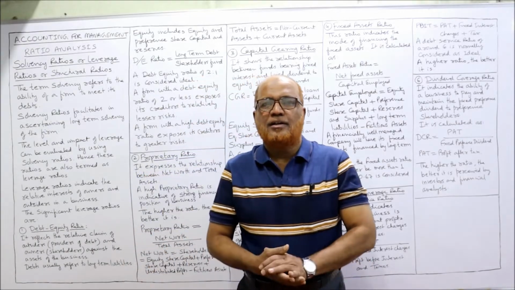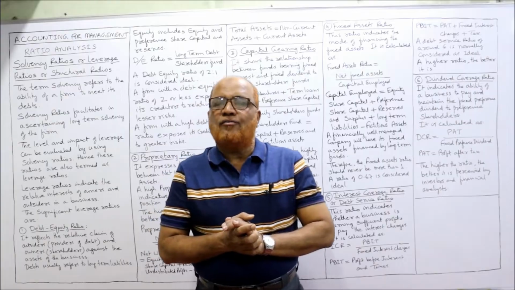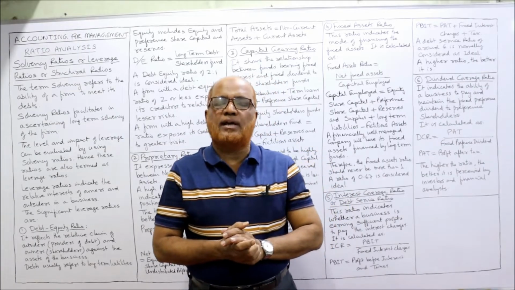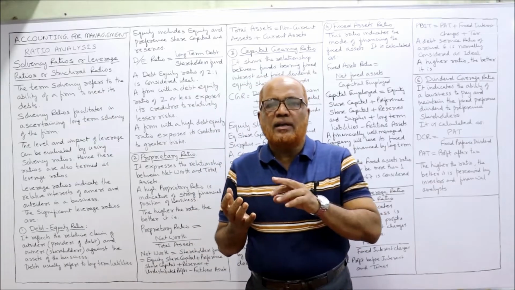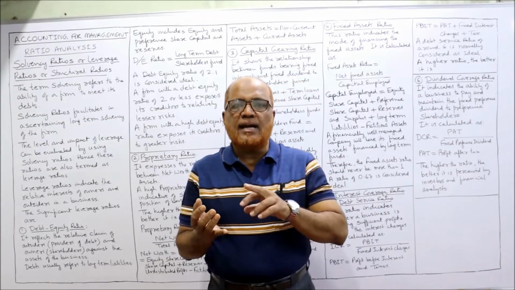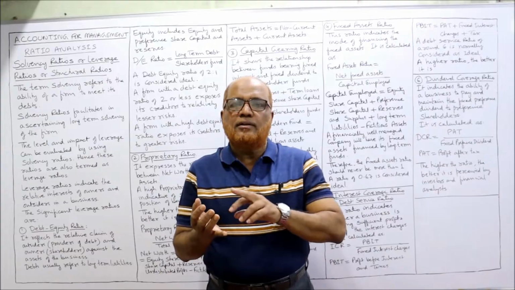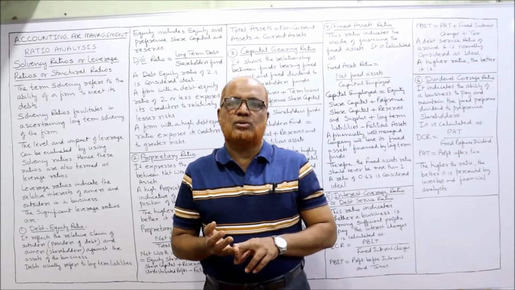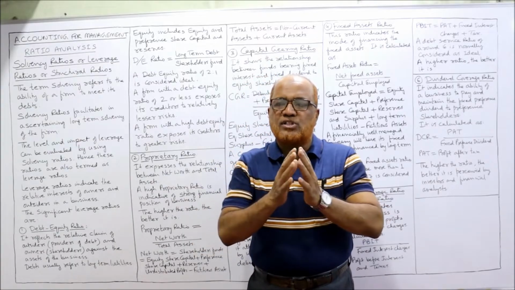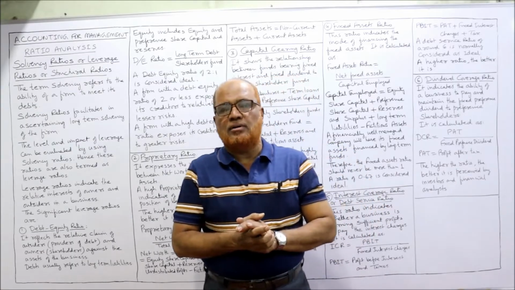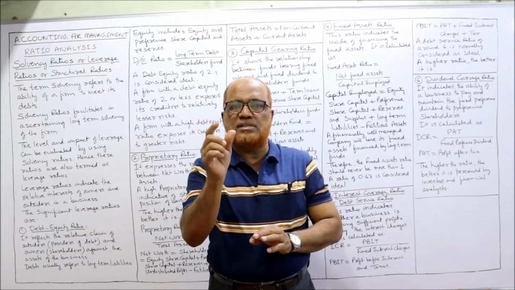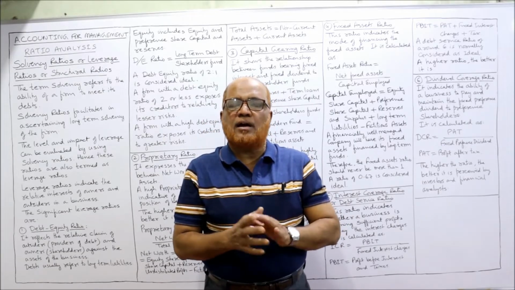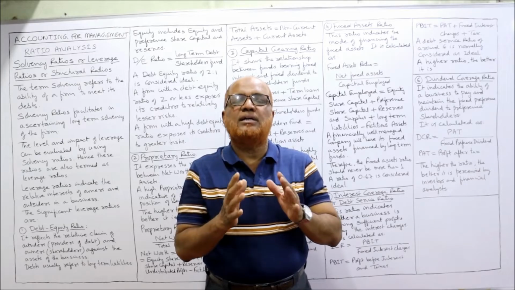I'm Hasham Ali Khan. I have explained that there are four categories of ratios. We have classified the ratios into four categories: first, liquidity ratio; second, solvency ratio; third, activity ratio; and the last one, profitability ratios. In the previous videos I have explained the meaning of these four terms, that is liquidity, solvency, activity and profitability. In the last video I explained the complete topic regarding the liquidity ratio.